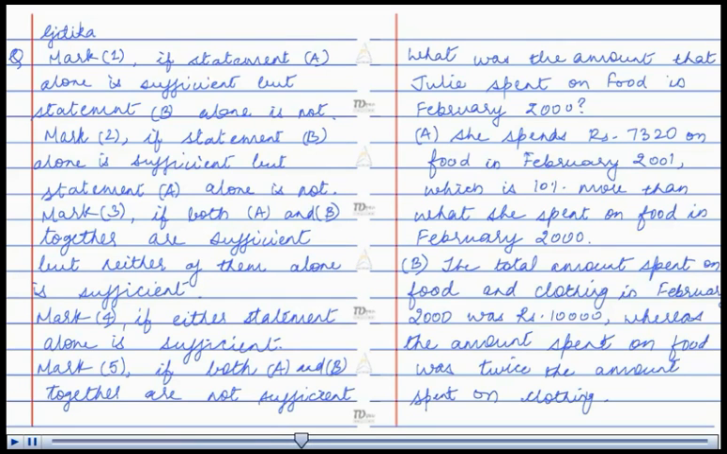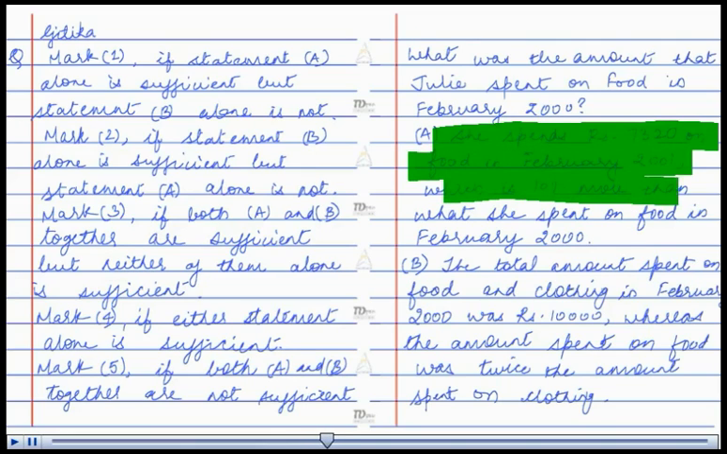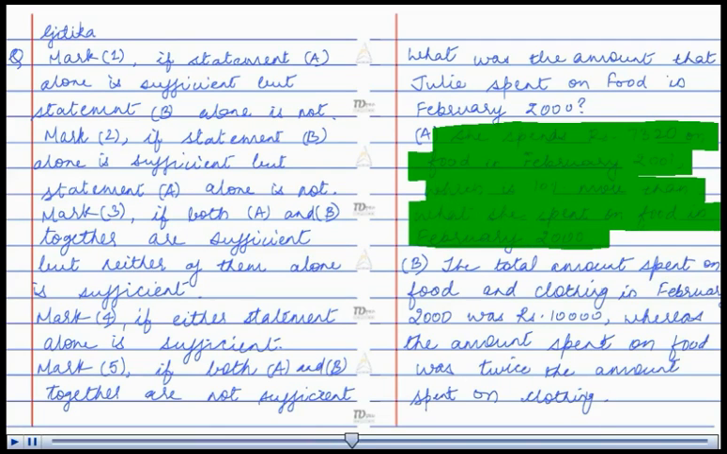Solution. From statement A, which says, she spends rupees 7,320 on food in February 2001, which is 10% more than what she spent on food in February 2000. We can write, amount spent on February 2000 will be 10% less than amount spent in February 2001. Therefore, this implies 7,320 by 1.1 gives the amount spent in February 2000 on food.